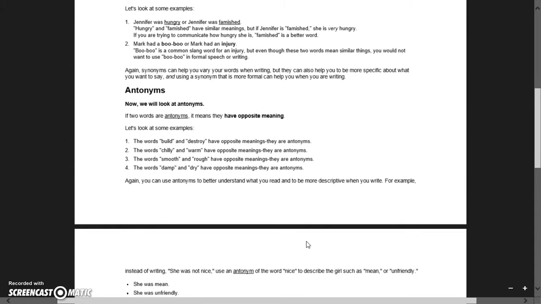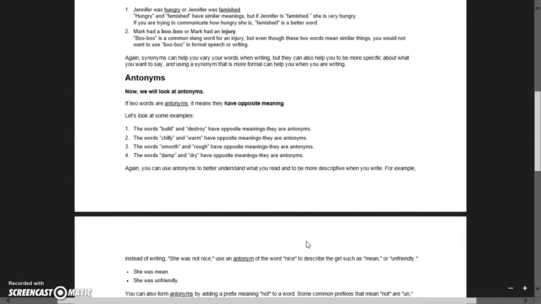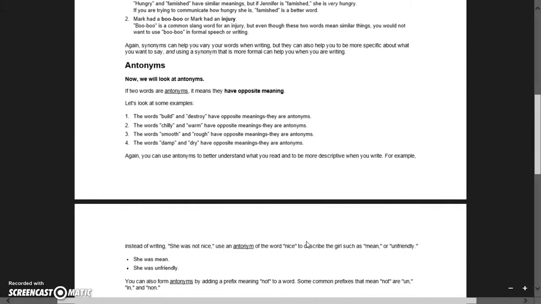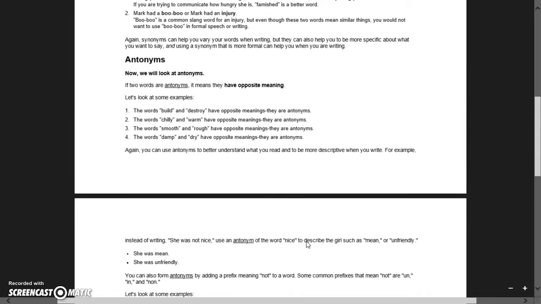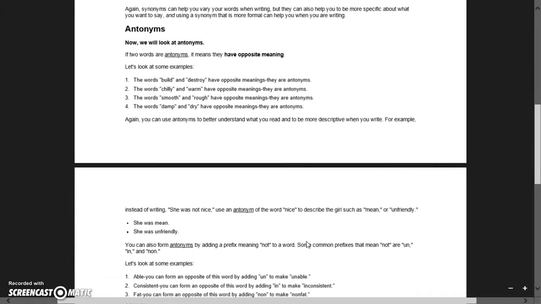Again, you can use antonyms to better understand what you read and to be more descriptive when you write. For example, instead of writing, she was not nice, use an antonym of the word nice to describe the girl, such as mean or unfriendly. Okay, so she was not nice. Use an antonym. You can use the word mean or unfriendly to mean that she was not nice. So she was mean or she was unfriendly also means she was not nice.